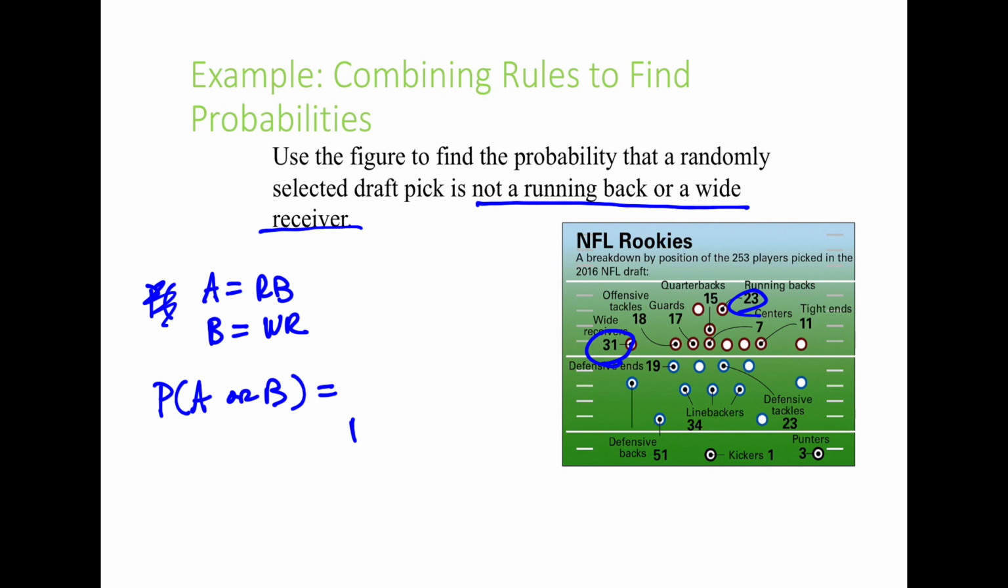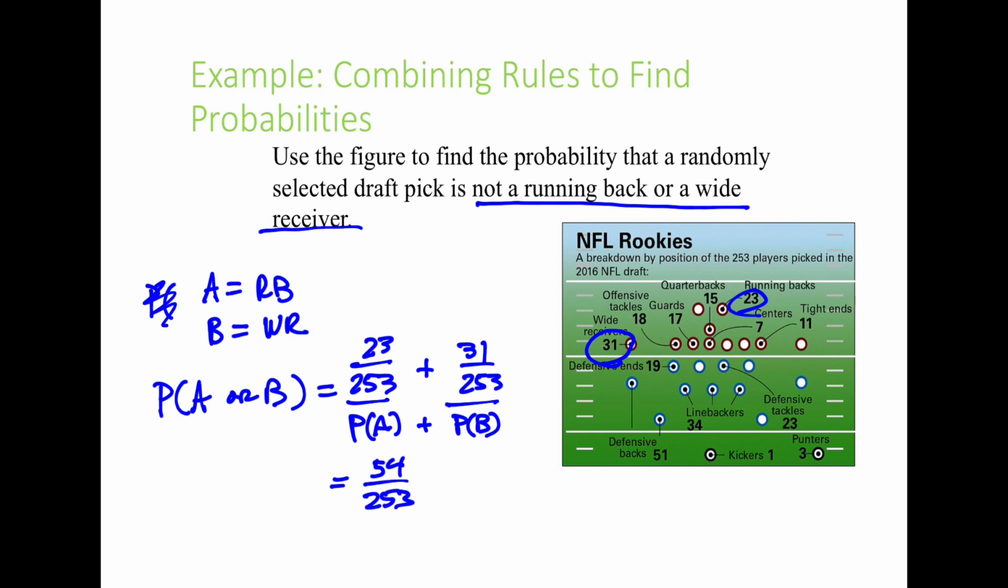So the probability of A, that it's a running back, would be 23 out of the 253. The probability it would be B, a wide receiver, would be 31 out of 253. And so we see the probability that it would be either a wide receiver or running back would be 54 out of 253. But this is not what they asked us, right?